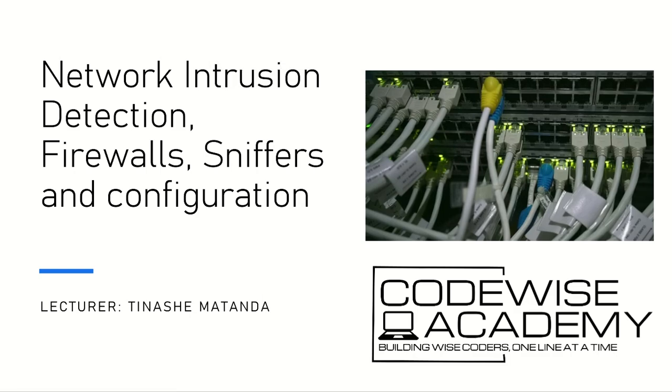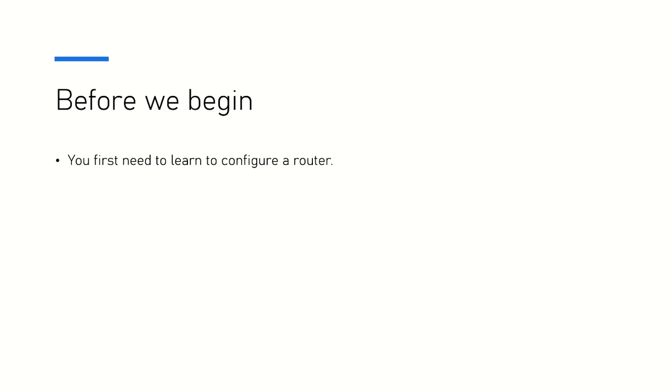In this lecture, we're going to be looking at network intrusion detection systems, firewalls, sniffers, and configurations. One thing we know from our last lecture is that we looked at building networks using the Cisco Packet Tracer. However, we did not take a look at how to configure a network so that it allows communication between the two. So the first thing we're going to do, before we try anything else, is to look at how to configure a router.